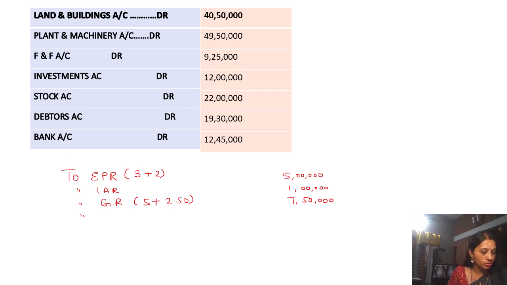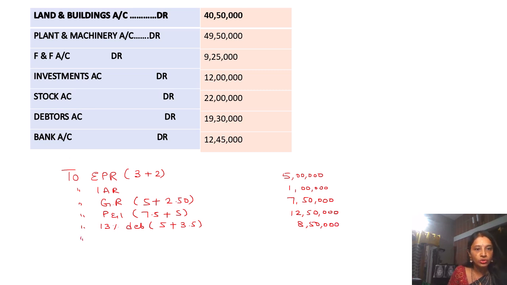Then to profit and loss account. X company has a profit and loss account of 7.5 plus Y has 5, total 12 lakhs 50,000. Then 13% debentures. X company has debentures of 5 lakhs plus Y has 3.5, total 8 lakhs 50,000.